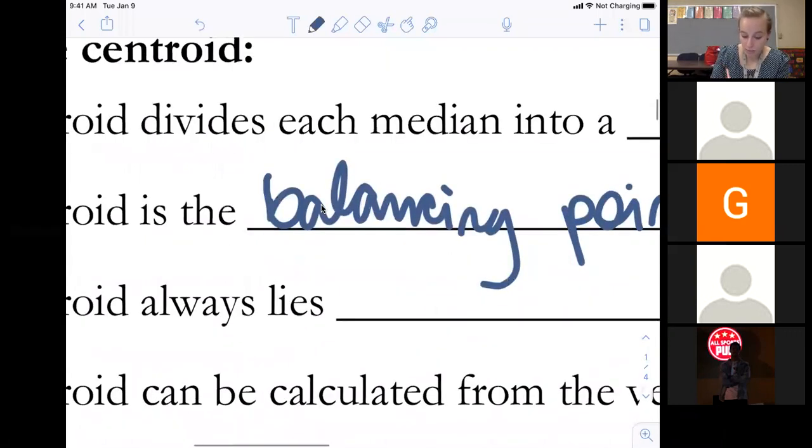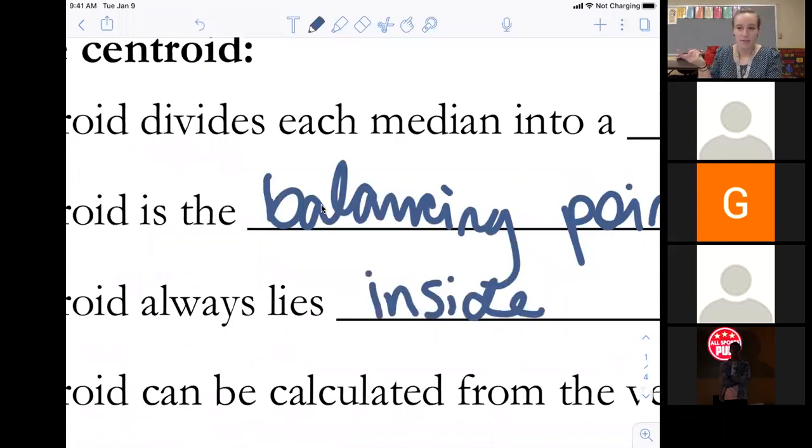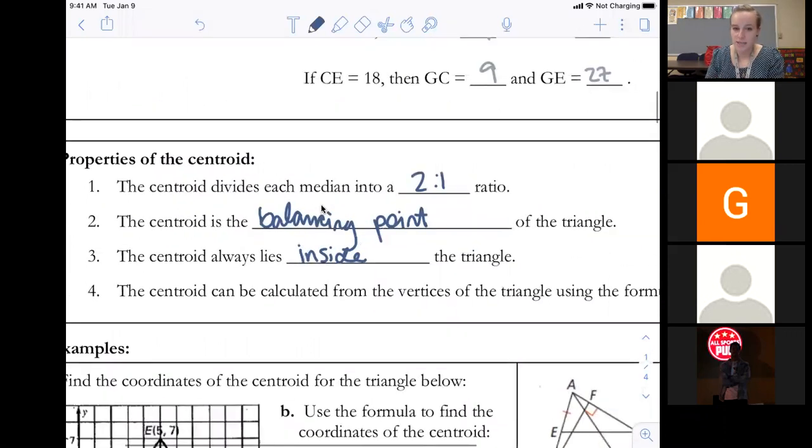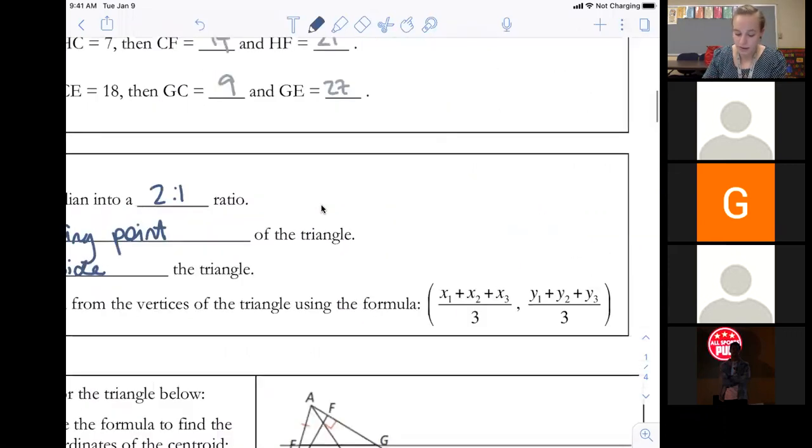Because it's the balancing point, it always lies inside the triangle. I couldn't put a finger on the outside of the triangle and expect to balance it. It would just fall to the ground. So the centroid always is inside the triangle. And as I just said, it can be calculated by doing this.